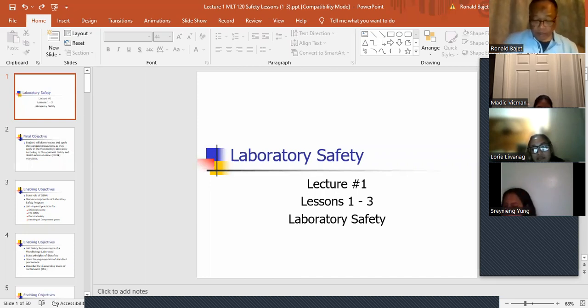So if you get into a CLS program later on down the line and you take microbiology again, you will be very, very well prepared, and also in hematology, because you know your anemias. Well, anyway, laboratory safety.